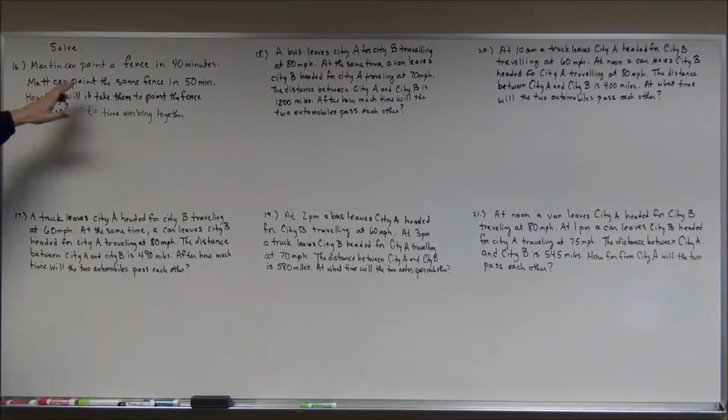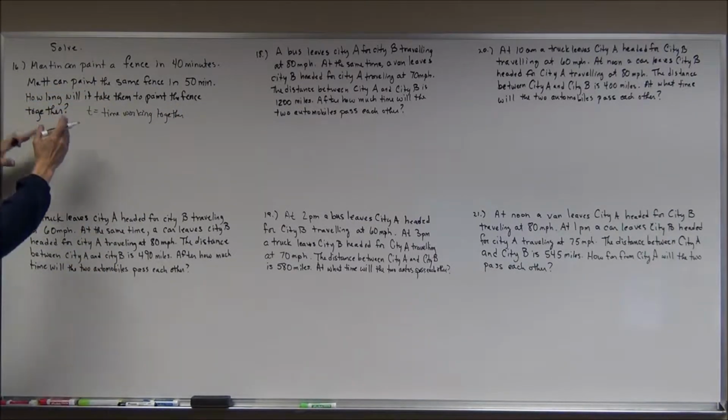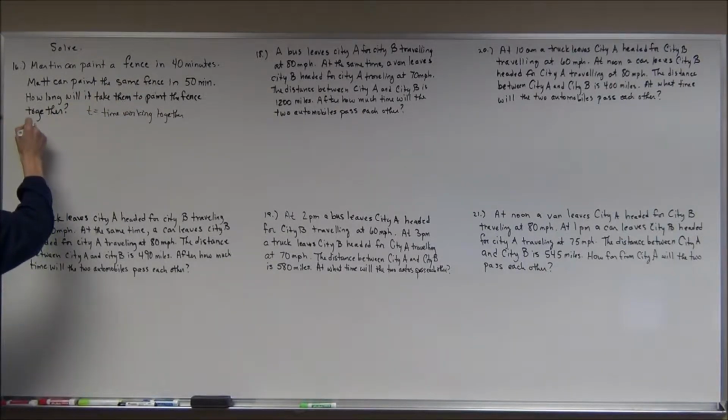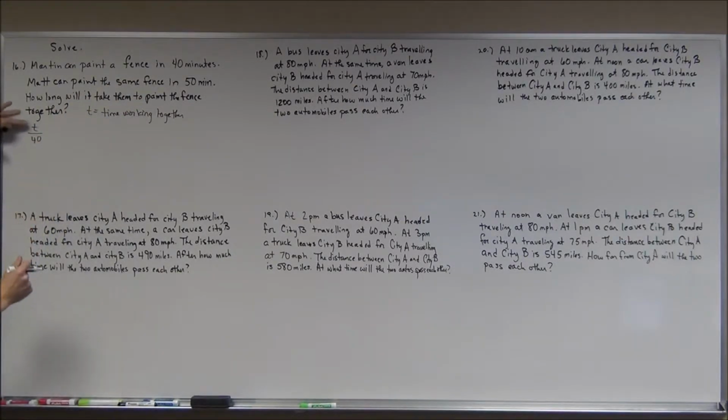Okay, now Martin can paint the fence in 40 minutes. So if he works for T minutes, he's going to get T 40ths of the job done. Remember, it's the time working together over the individual time. And that's the fraction of the job that Martin gets done.